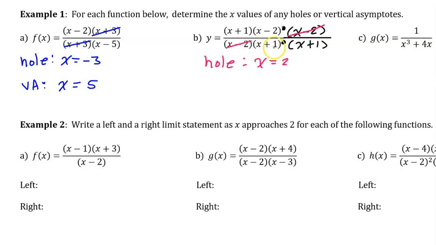Now, what about the x plus 1? This factor of x plus 1 does cancel out with another factor of x plus 1 in the numerator. However, we still have an existing factor of x plus 1, so it did not completely cancel out. This will not be a hole. This will be a vertical asymptote at x equals negative 1. So if it doesn't cancel out completely, it's a vertical asymptote.